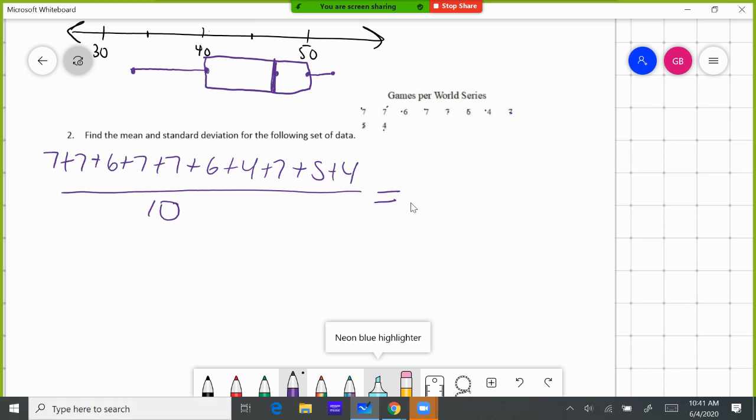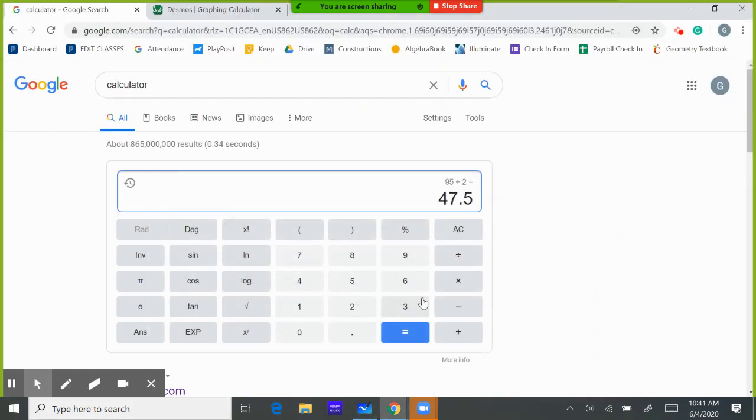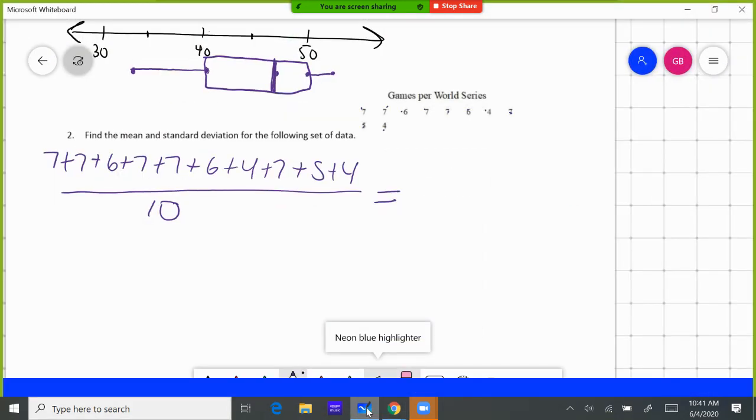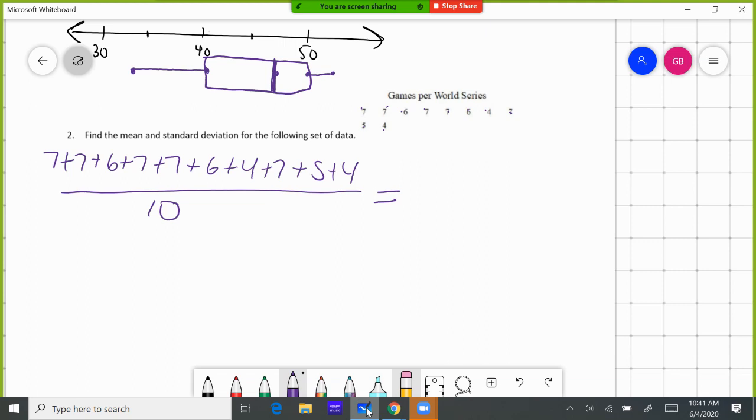Okay, so let me use the calculator so I can keep track of this. Okay, so let's see. 7 plus 7 plus. Okay, I got 60. And then 60 divided by 10, I got 6. So this is the mean. And the symbol we use for mean is X bar.